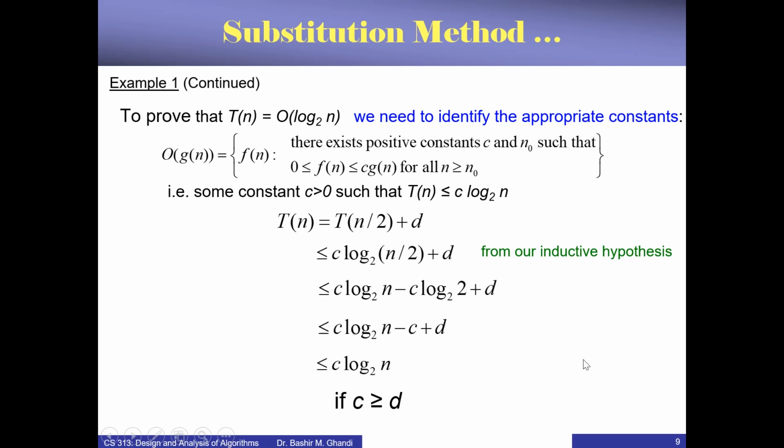And that's our target. So that's the conclusion here, that we have been able to prove that indeed our Tn is big O of log of n to base 2, because we managed to find a c which is greater than d, which is positive. We have found c for which Tn is less than or equal to c log of n to base 2. This is example 1.